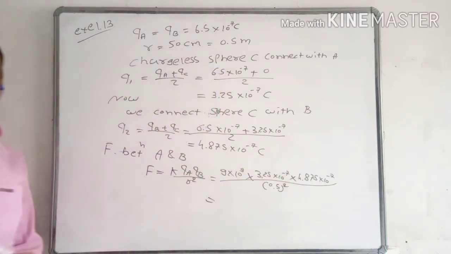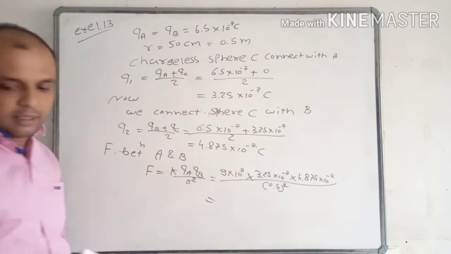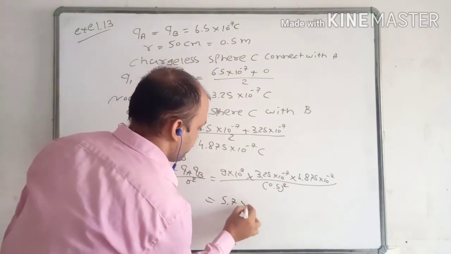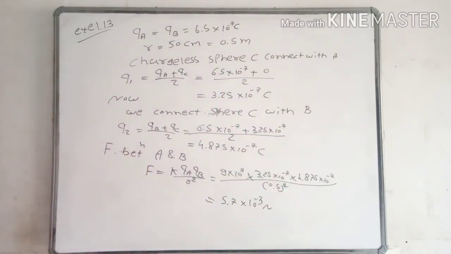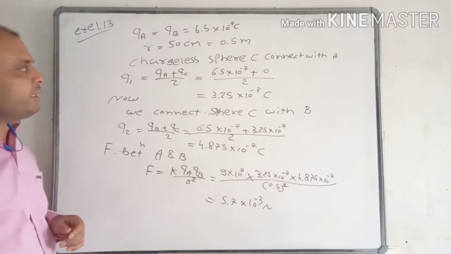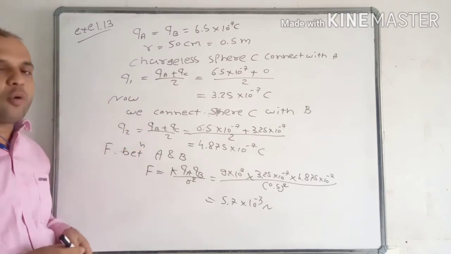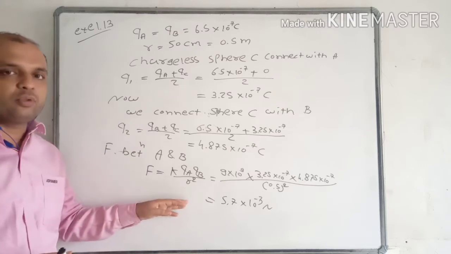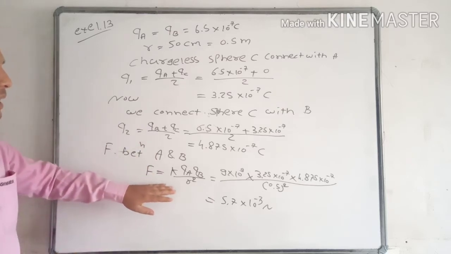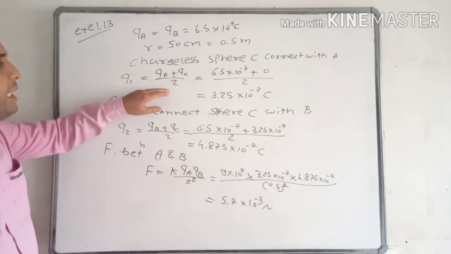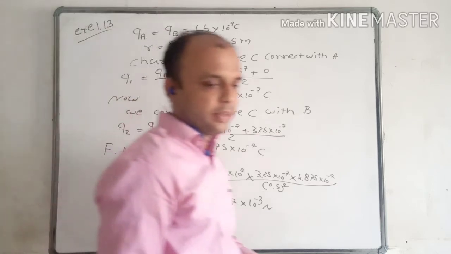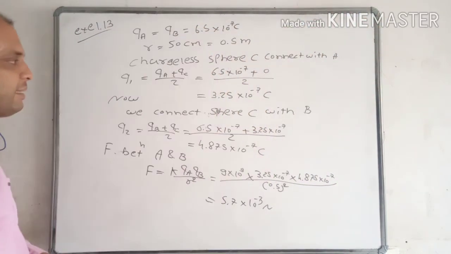So simplify it and you will get the answer, 5.7 into 10 raised to some power Newton. Students, you have to calculate it. In this you have to find the force between two charges, but before finding the force you have to find the charge when each sphere is connected with another sphere C which was chargeless.